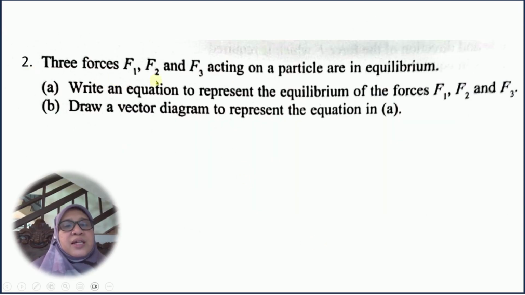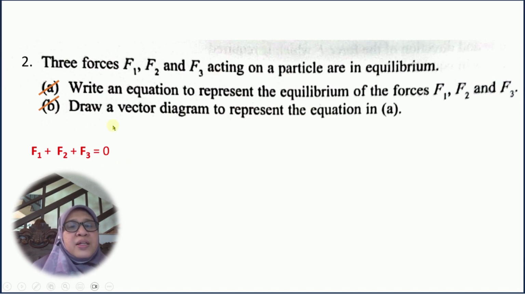Three forces F1, F2 and F3 acting on a particle are in equilibrium. Write an equation to represent the equilibrium of the forces F1, F2 and F3, and then draw a vector diagram to represent the equation in A. So for question 2A, the sum of vectors will be F1 plus F2 plus F3 equals 0. So that's the equation using the sum of vectors.